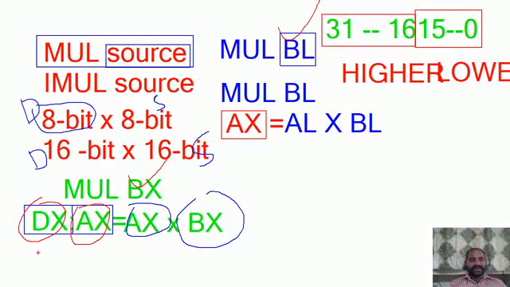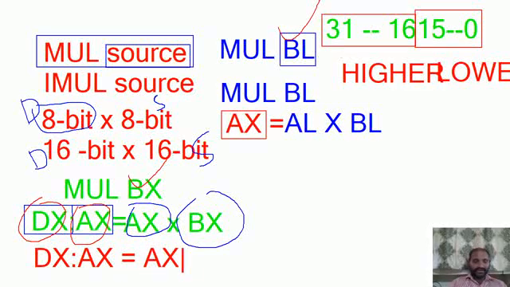So the result of the 16-bit multiplication is represented using a two-register combination, DX colon AX. DX colon AX is a 32-bit result, which stores the result of the multiplication between the two 16-bit numbers. This is the multiplication instruction in the 8086 microprocessor. Clear? So the 8086 microprocessor is able to perform the 8-bit multiplication as well as the 16-bit multiplication.